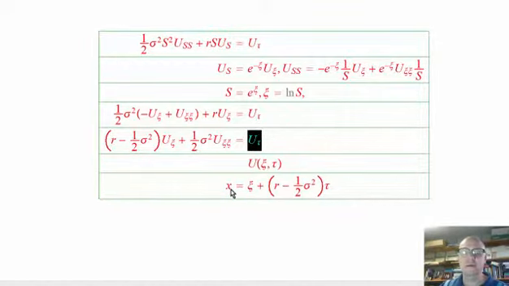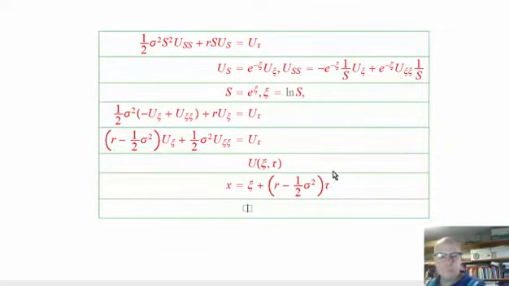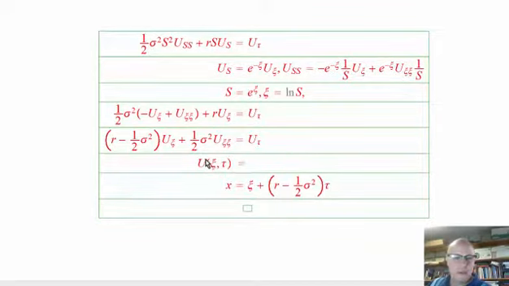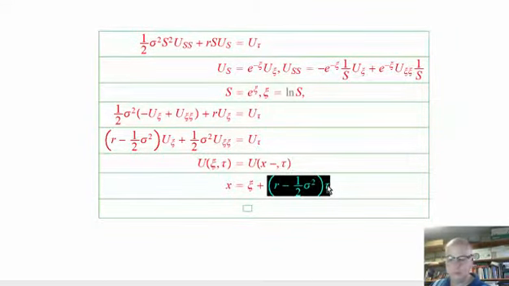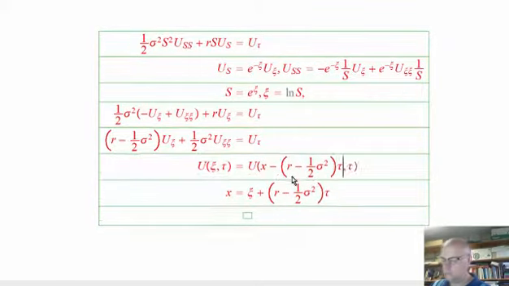The next substitution I'm going to do is let x equal squiggle plus this bracket tau. What that means is that epsilon is equal to x minus that bracket tau. So now there's a tau in the first argument and in the second argument.